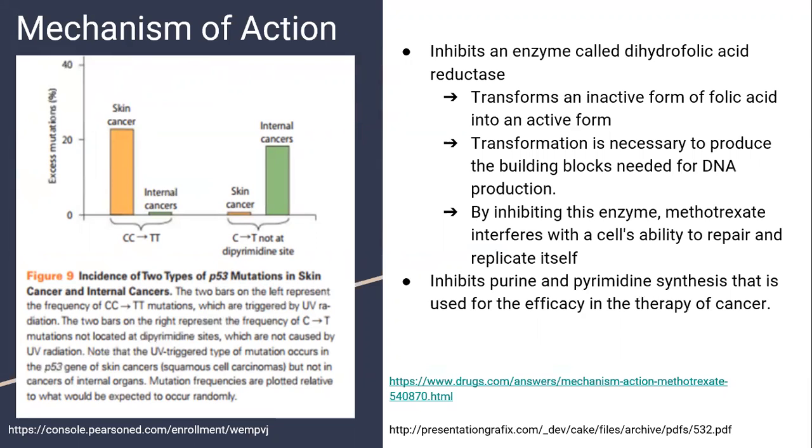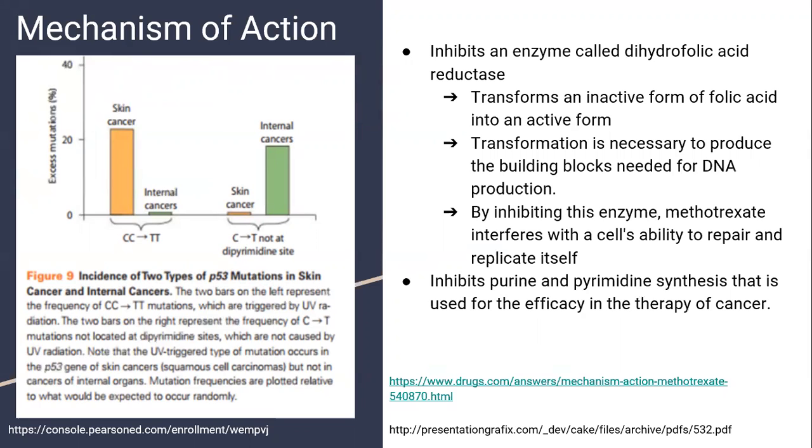Methotrexate is also able to inhibit purine and pyrimidine synthesis, which is used for the efficiency in the therapy of cancer. An example of pyrimidine synthesis is mentioned in figure 9 from the book, when the CC to TT mutation occurs. C and T are both pyrimidines. In this example, they are showing the frequency of the CC to TT mutation when it is triggered by UV radiation at a dipyrimidine site, and when it is not at a dipyrimidine site, meaning when the cancer is not caused by UV radiation.